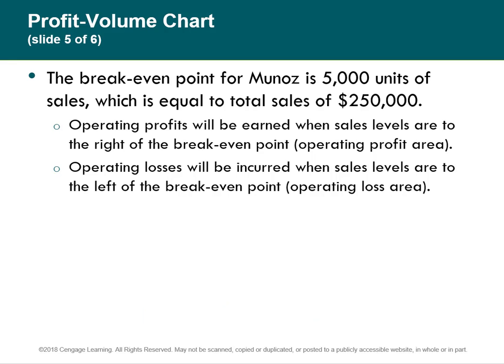So the break-even point is still 5,000 units, and that's equal to total sales of 250,000. And operating profits will be earned when sales levels are to the right of the break-even point, the operating profit area. Losses would be incurred when sales are to the left. Break even, which just makes sense.